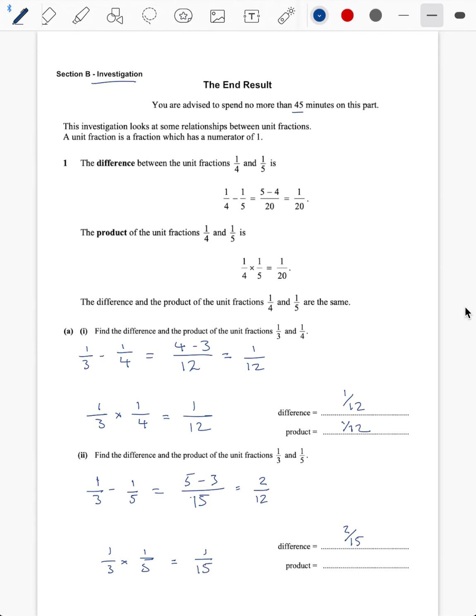Okay, so they're not the same in this instance, and something different obviously is happening to how it's been set up. We're going to take some inferences from that in a minute. At this stage all I've done is exactly what they've asked, which is just to add or subtract some fractions and multiply them as well.